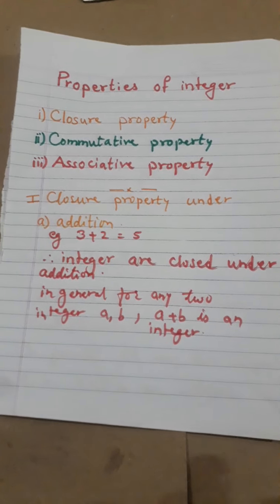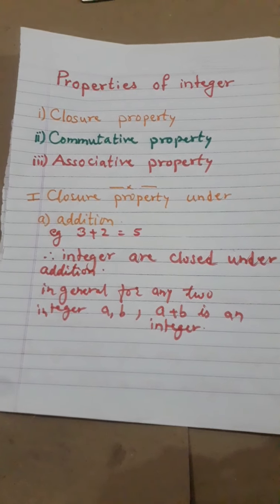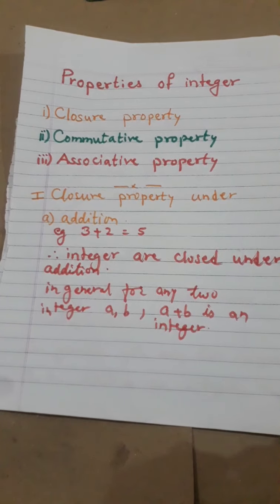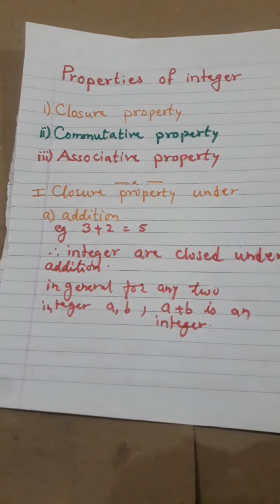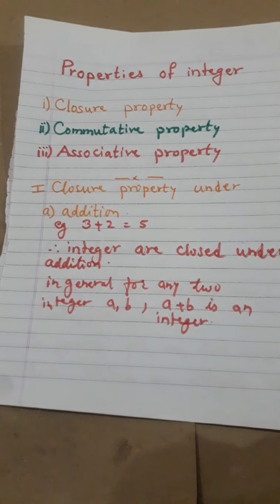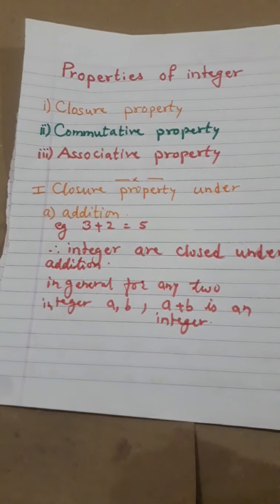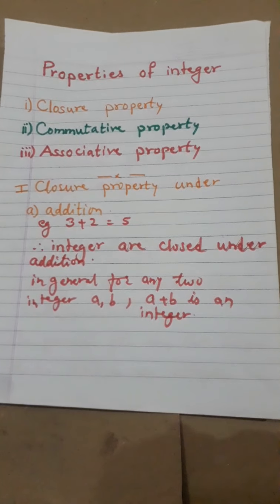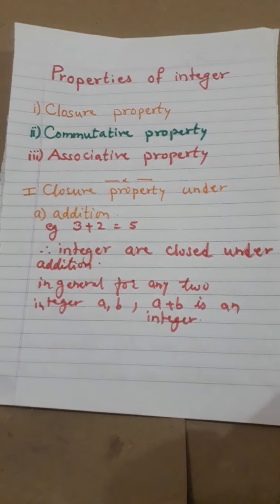Dear students, today we are going to learn about properties of integers. Number 1, closure property. Second one, commutative property. Third one, associative property. So students, let's start with the first property, closure property under what? The basic operations. What are the basic operations? Addition, subtraction, multiplication and division.